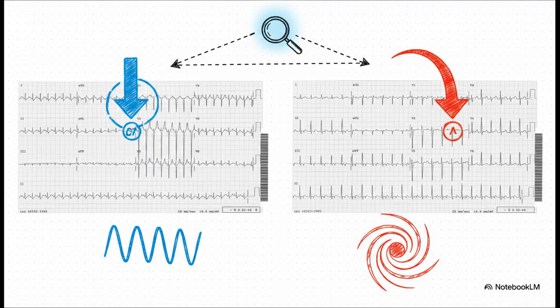And putting them side by side really drives the point home. It just beautifully illustrates the diagnostic power of looking closely at the P wave. On the left, you've got that classic sinus P wave. On the right, that non-sinus, retrograde P wave, which is the key to diagnosing SVT. It's a subtle difference, but it's everything.